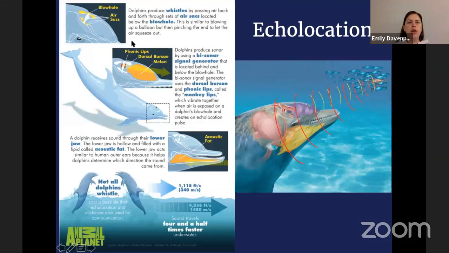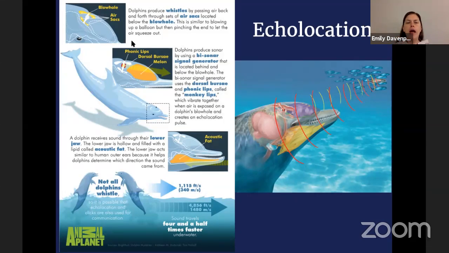This diagram shows a little bit about how the dolphin is able to make the sound. They release air out through the blowhole, and they're kind of squeezing it, so it comes out in a whistle, just like letting air out of a balloon by squeezing it. So it makes a high pitched squeal.